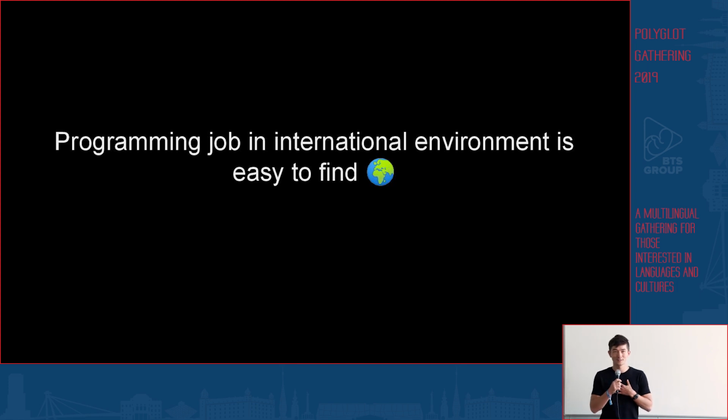I myself work in a company called Typeform, based in Barcelona, where we are less than 200 people, and we have over 30 nationalities. I'm privileged to use lots of languages that I know on a daily basis with other employees. There are not only programmers, so I talk in Russian, Spanish, and it's really cool if you want to work in an international environment. A programming job will help you with that.